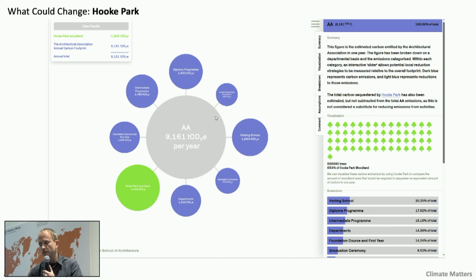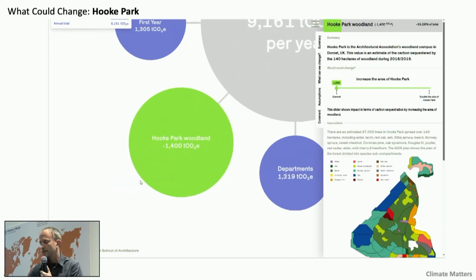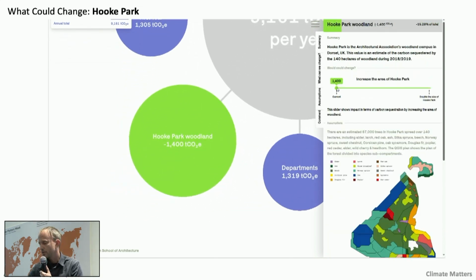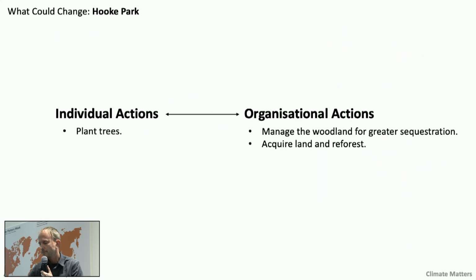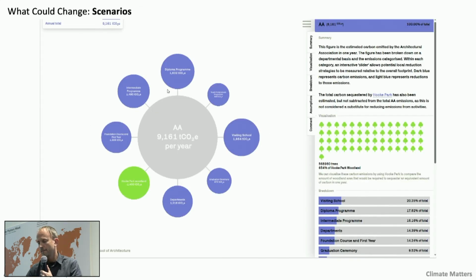Hook Park, Giles has mentioned, and there's a slider and a preset that you can explore for that. And I'm sure there are actions that we can discuss related to Hook Park. Perhaps the way in which we manage the woodland could be considered. What do we do with timber that's cut down? Should we be using wood chip boilers? Are there better options, both organizationally and individually, that we might consider?